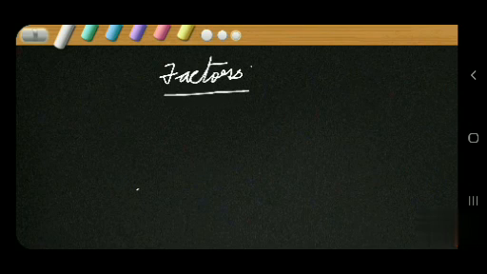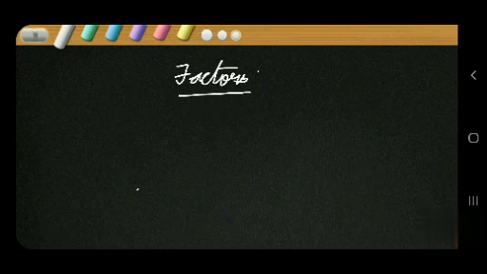Factors. Today we are going to discuss factors. What is the definition of factors? If a given number can be written as the product of two numbers, these numbers are known as the factors of the given number. Okay? Write down notes.